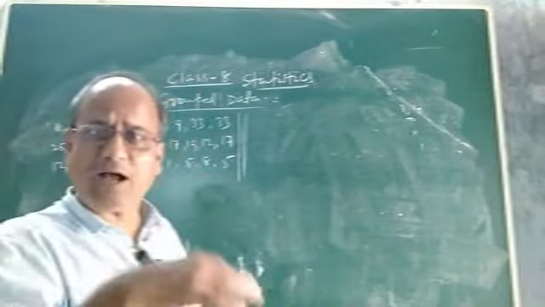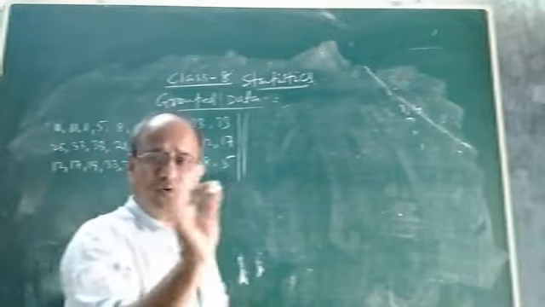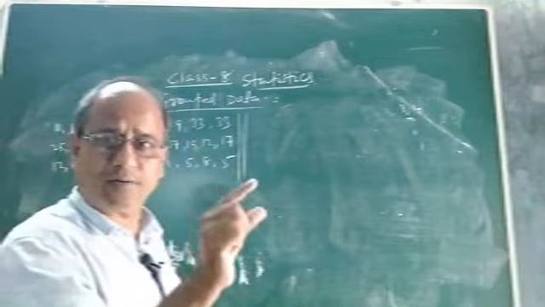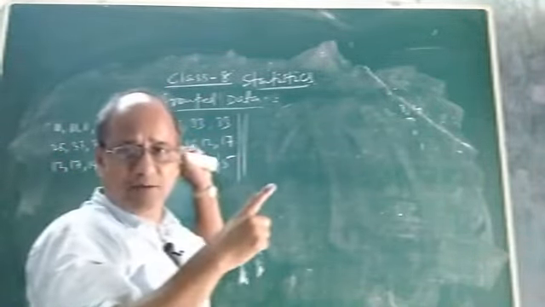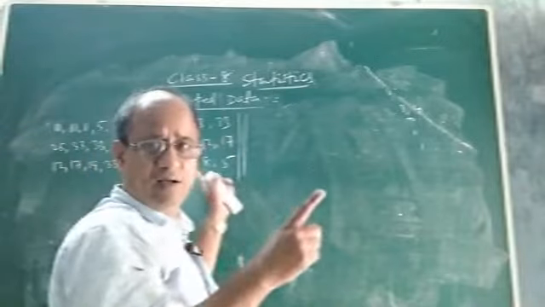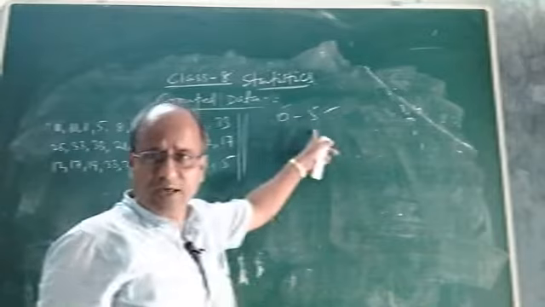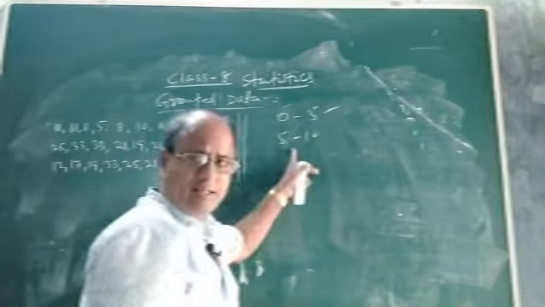And for group data, how to make it? You see, the minimum is 1, the maximum is 33. So what you do is restrict, you keep some number of scores or observations within two limits. Suppose the minimum rainfall is 1. So I took 0 to 5. This is the first group data. Then 5 to 10. This is the second group data. Like this it will continue.